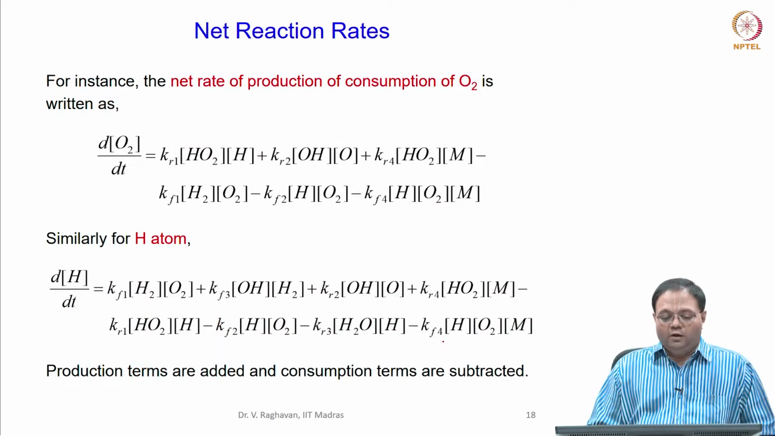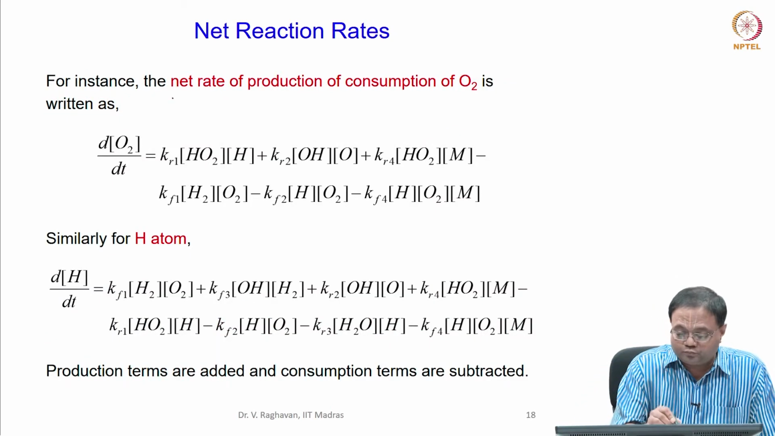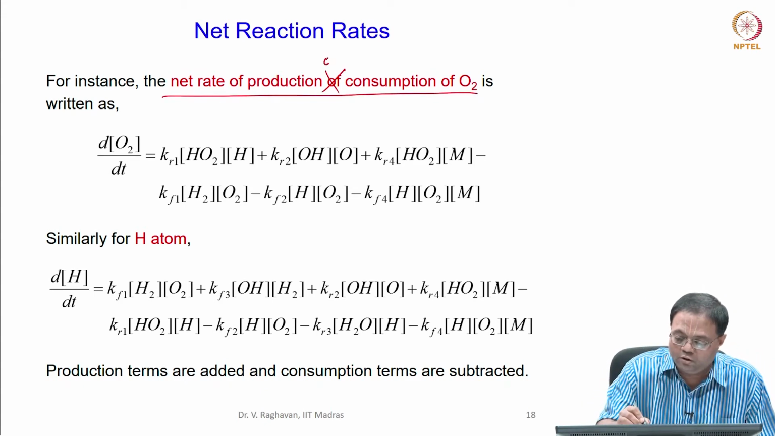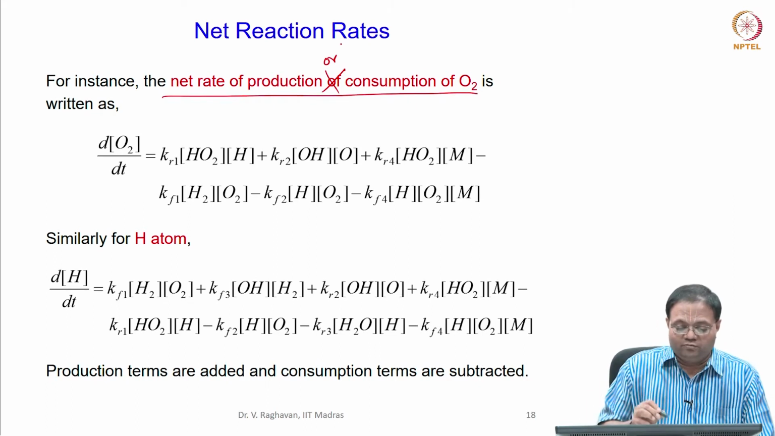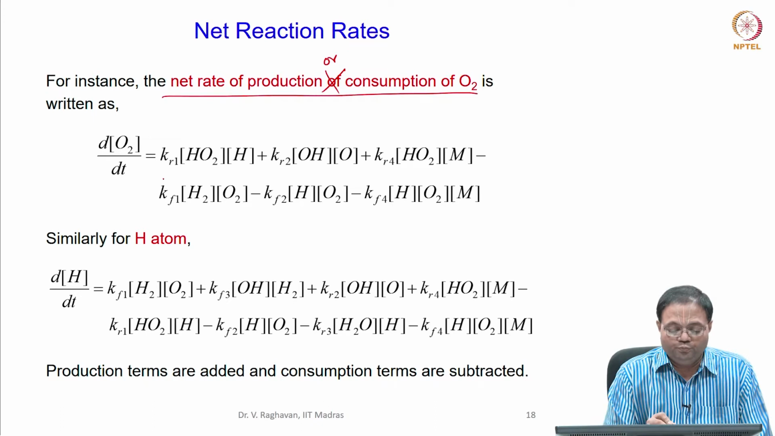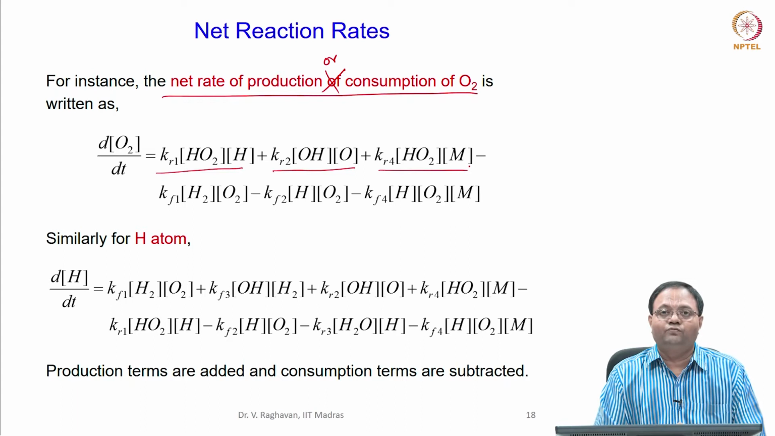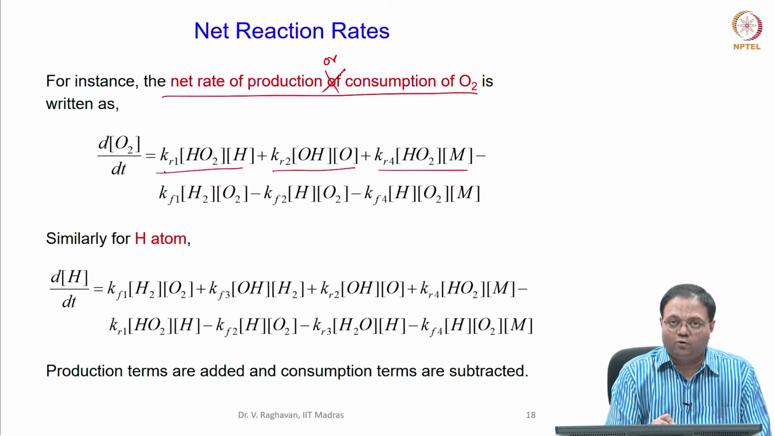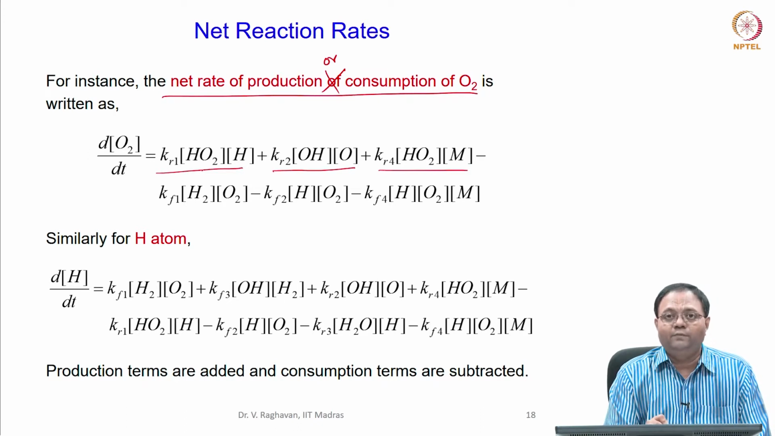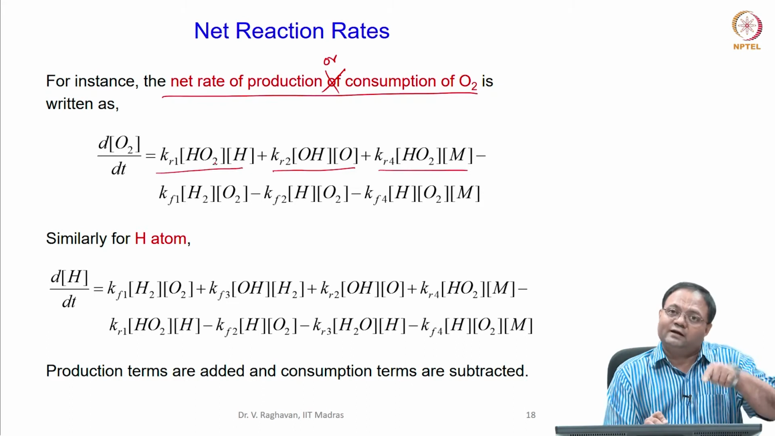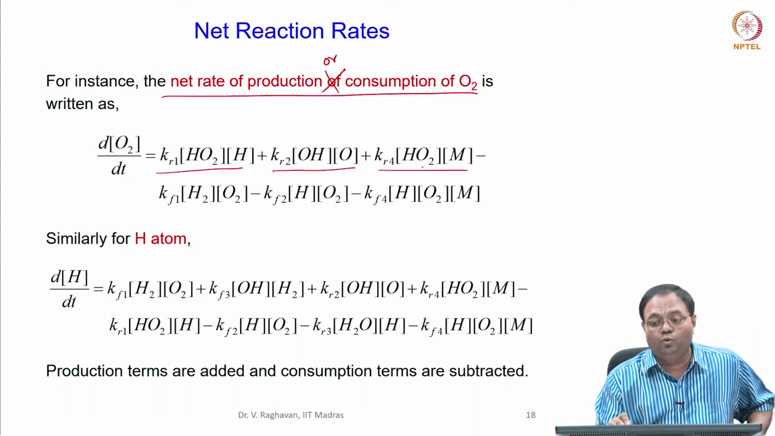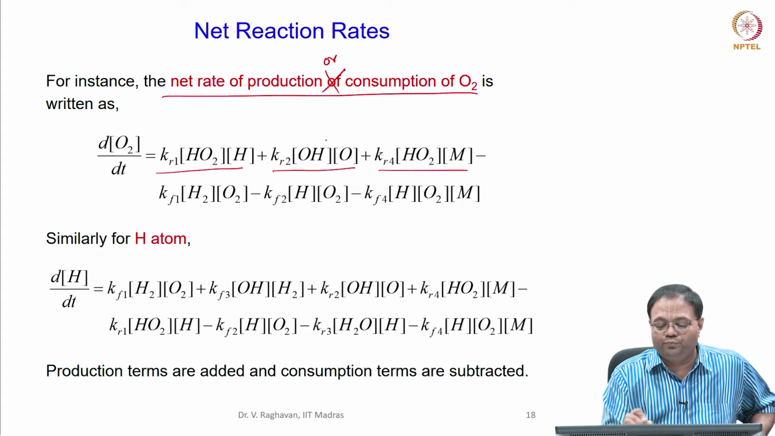So the net rate of production or consumption of O2 is written like this. As I told you, in the reverse reactions of 1, 2 and 4, O2 is formed. So add them. The rate of the reverse reaction 1 is the reverse rate coefficient times HO2 and H, which are the reactants forming O2. Similarly, OH and O form O2, and HO2 and M form O2. So appropriately you add them.